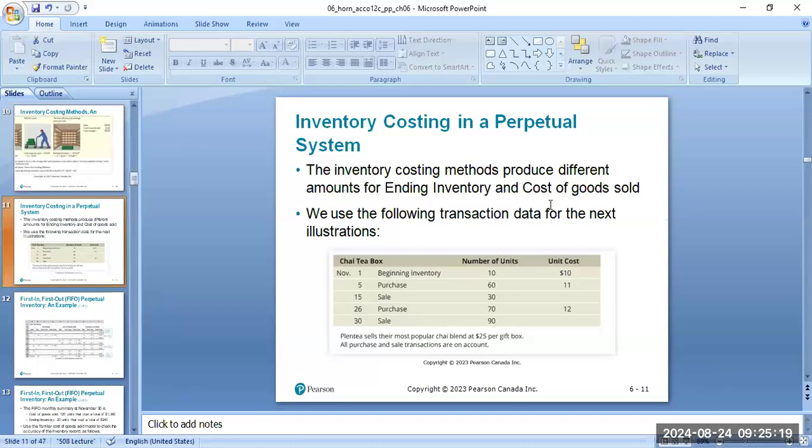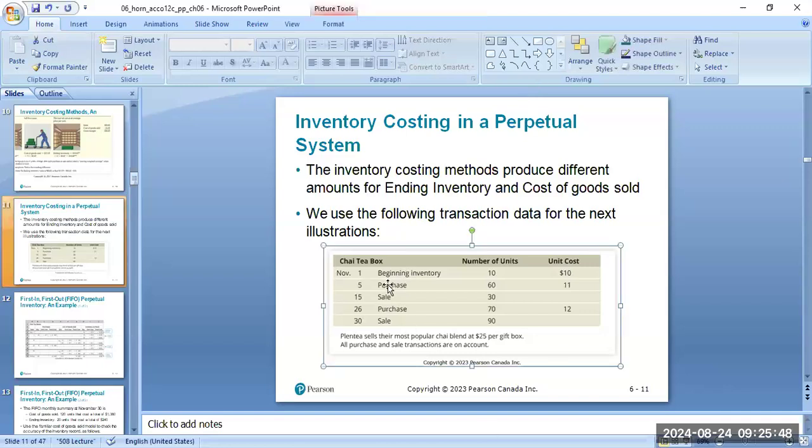The inventory costing method produce different results. Obviously, each method is going to produce different results. Now we're going to start working and see what result we're going to have under one method, what result we're going to have under the other method. On this point, we're using perpetual system, we're not using periodic system. That's one thing that we need to make sure you understand.